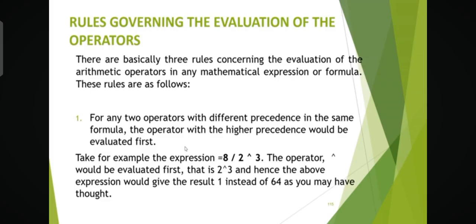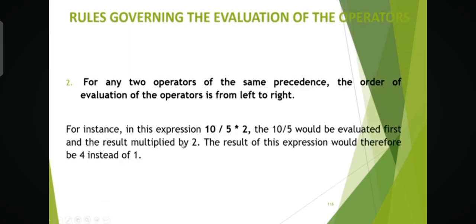All right. So let's continue to the second rule now. For any two operators of the same precedence, that is when we look at the table, if two operators are at the same level, right, they are of the same precedence, they have the same priority. The order of operation should be left to right.